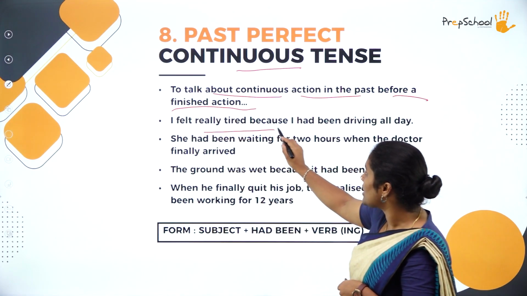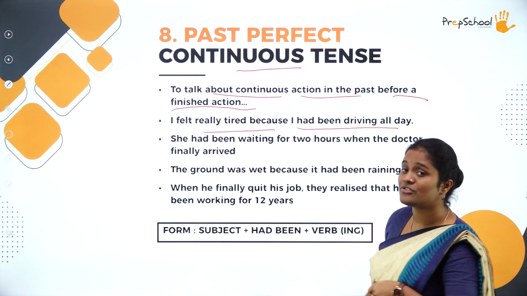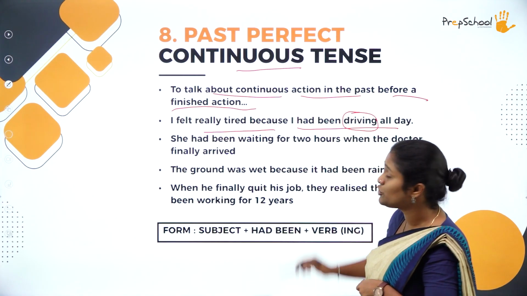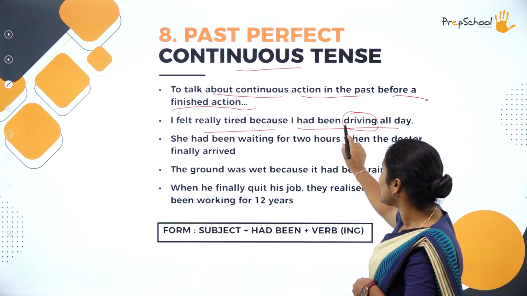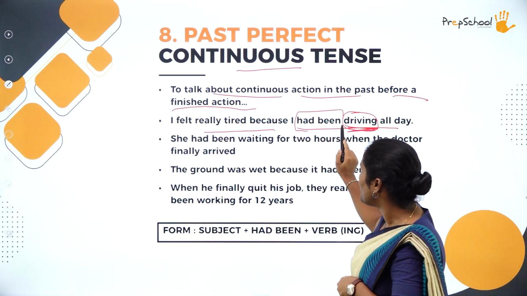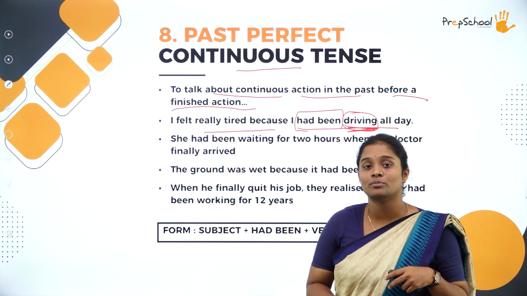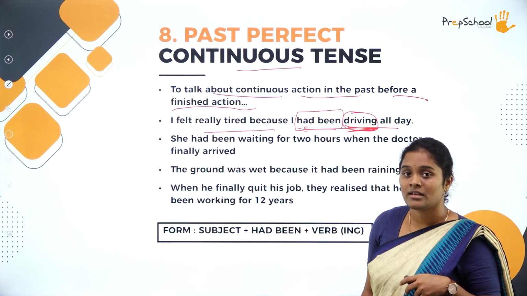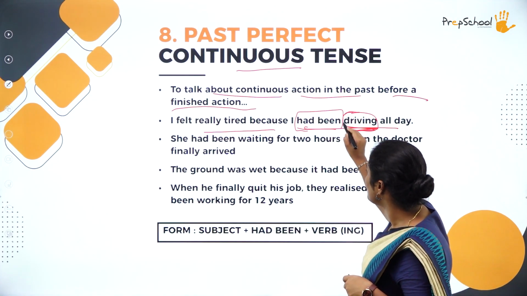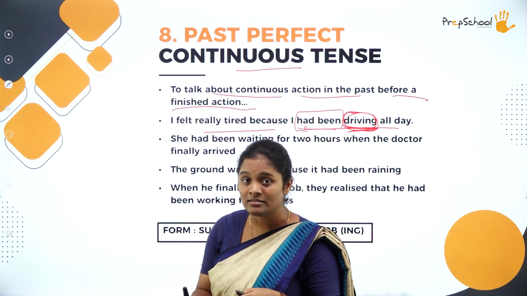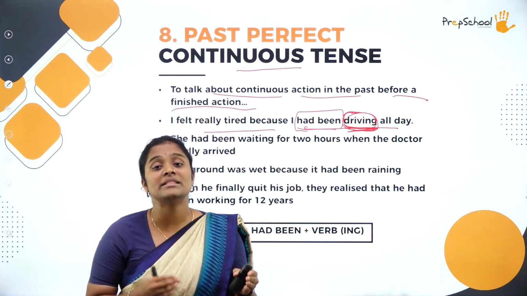I felt really tired because I had been driving all day. There is a continuous action. Can you say, I drove all day? No. Here, driving, ing is there. Hence, it helps you to add had been. Thinking of the questions that you might get: I drove all day, right? This one has ing over here. Hence, subject plus had been plus verb in the ing form.